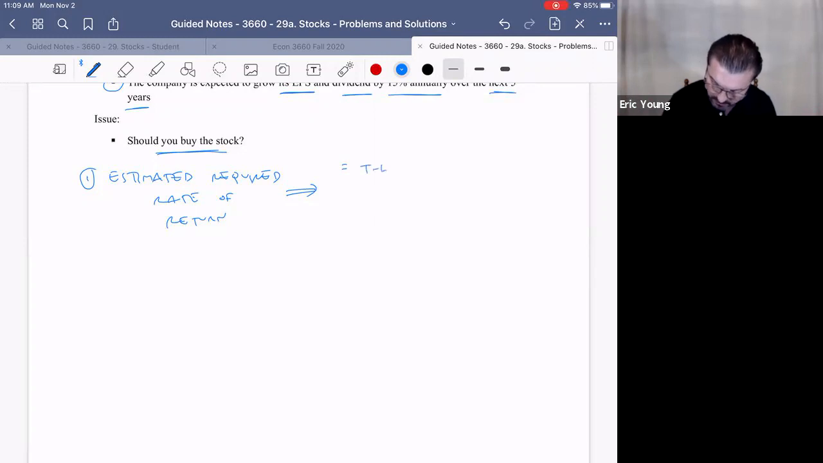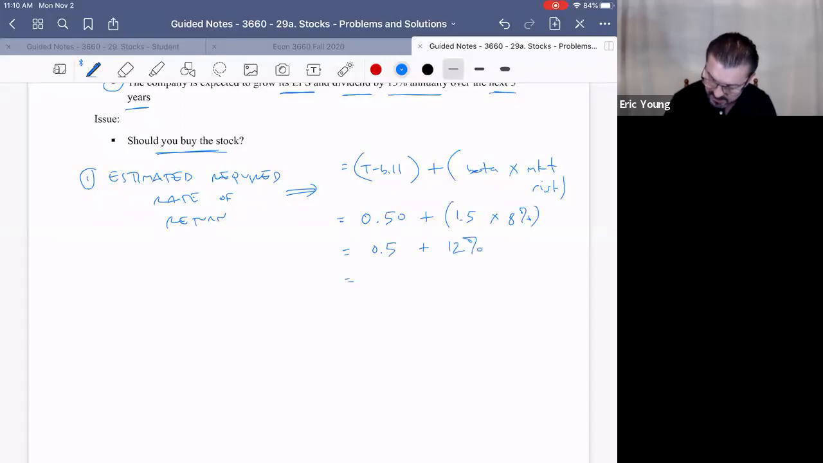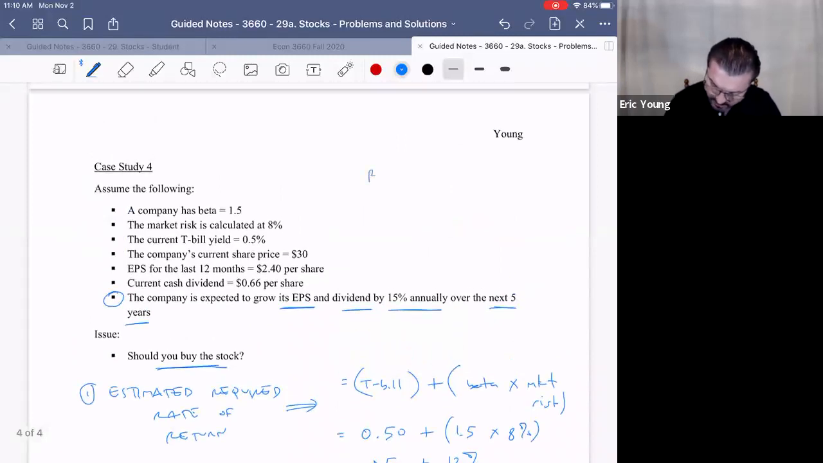We would say it's going to equal the T-bill rate plus beta times the market risk, which will equal 0.50 plus 1.5 times the market risk of 8%, which will equal 0.5 plus 12%. So we're going to start off by saying your estimated required rate of return, 12.5%. Let's put that up here. I need to clear some space.